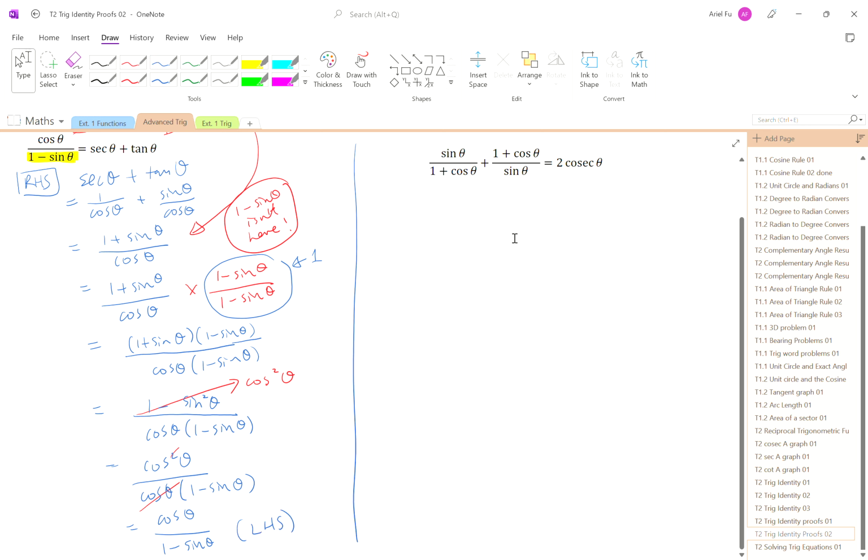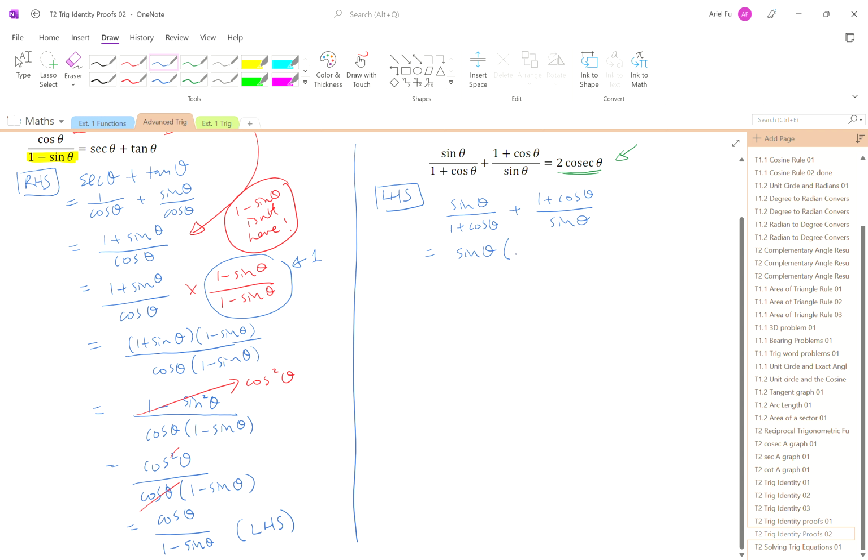Looking at the question on the right-hand side, I am going to start from the left-hand side of this equation, because it's a little bit more complicated. It is easier to collapse something rather than to expand it out. So the left-hand side is sine theta over 1 plus cosine theta plus 1 plus cosine theta over sine theta. Now, if you look at the right-hand side, you realize this is one thing. So my intuition tells me, let's combine the two fractions into the same common denominator.